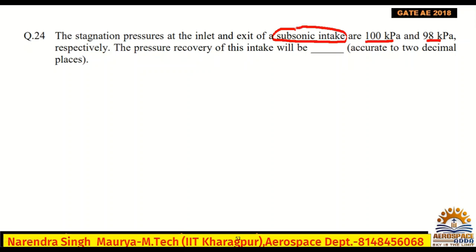We have two types of intake, subsonic and supersonic. If you talk about supersonic intake, we'll talk about the shock formation. Losses will be there because of the shock formation also. So that is another case of study. That's the reason I have given this stress here. It is a subsonic intake. All right. Inlet and exit stagnation pressures they have given as 100 kPa and 98 kPa respectively. The pressure recovery of this intake will be, accurate to 2 decimal places. All right.